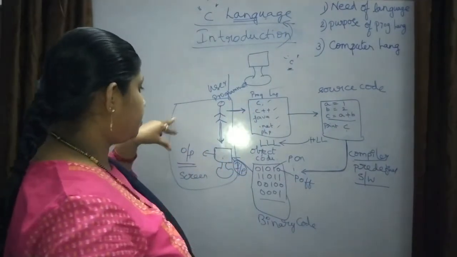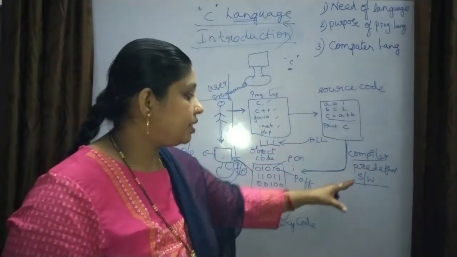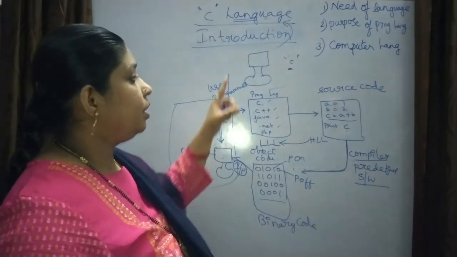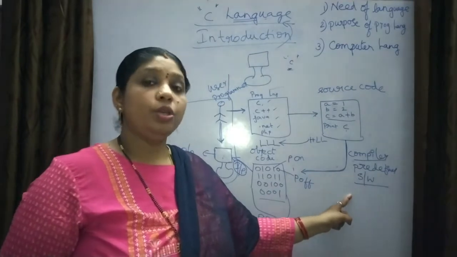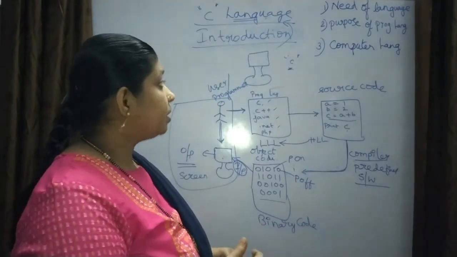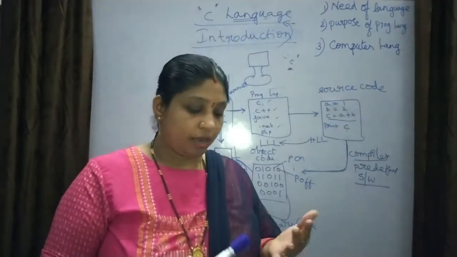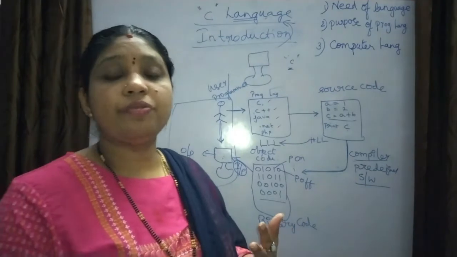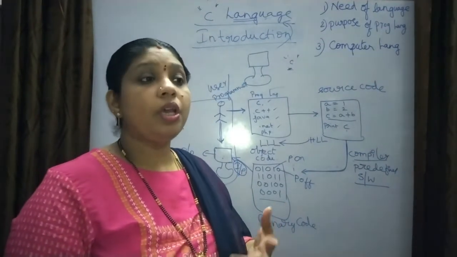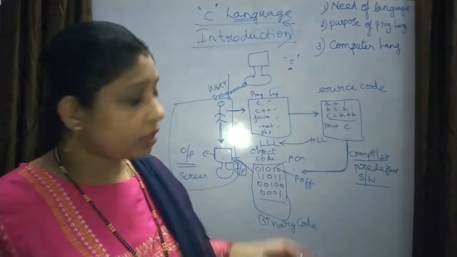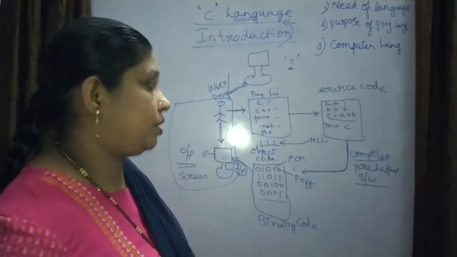We understand this much only, but inside, all this is happening. Understood? What is happening inside? Source code is converted into object code because of the compiler. Our C language has become popular because of compilers only, and because of its simplicity, it is easily understandable by programmers or users. So this is how a computer understands the programming language.